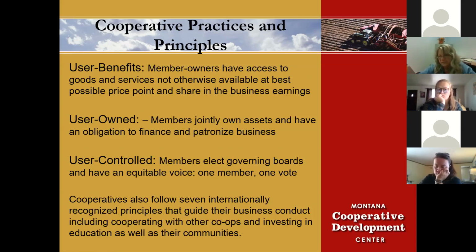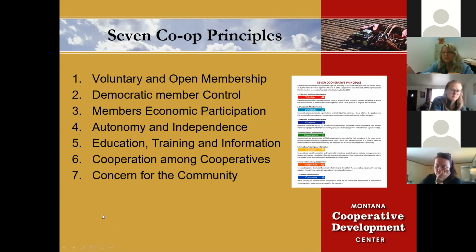Those three pieces, the benefits, the owning factor, and the controlling factor, are also fundamental to cooperatives. And these 7 internationally recognized principles are internationally recognized and really emanated out of Rochdale. So if you go back to the Rochdale video, you'll also see that these principles come up. So I'm going to take you to those principles for just a second.